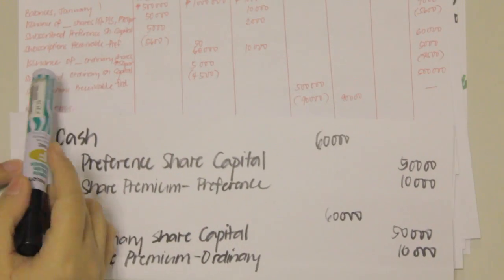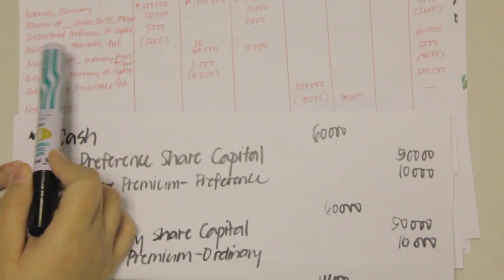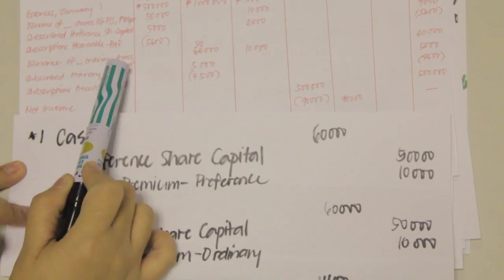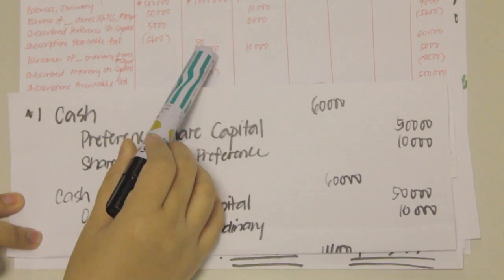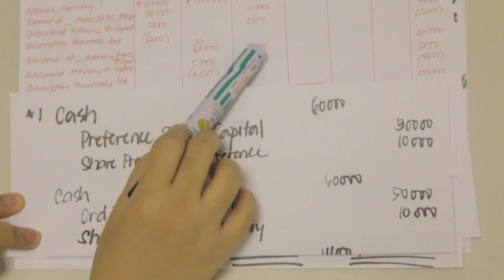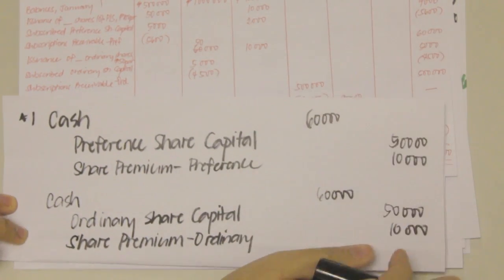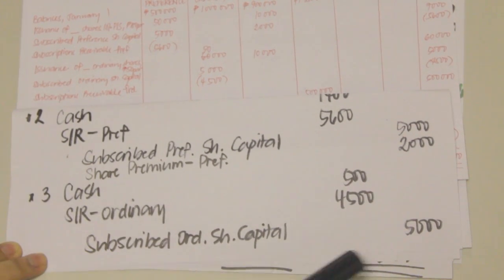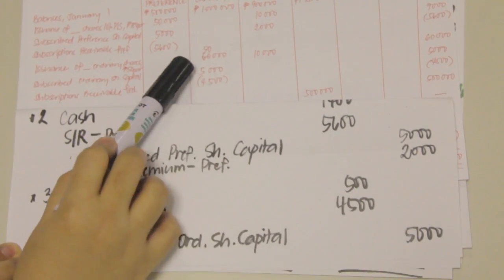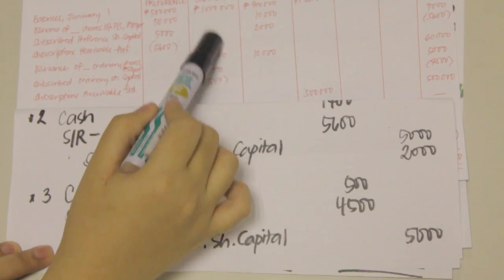Again, we do the same for ordinary shares. So we have it here. You issued ordinary shares. How many ordinary shares? 50 pesos par. So that's 50,000. You just copy the amount, and 10,000 share premium. So that's 60,000. And now we also have a subscription to your ordinary shares of 5,000.